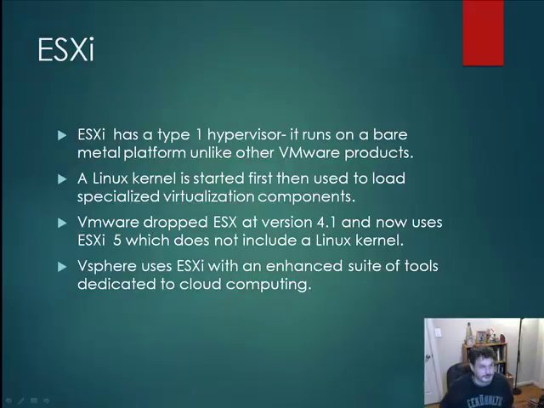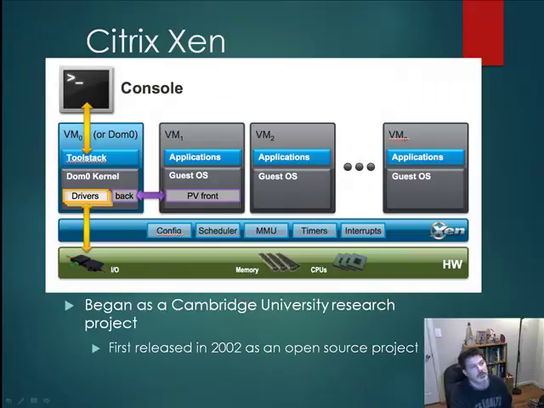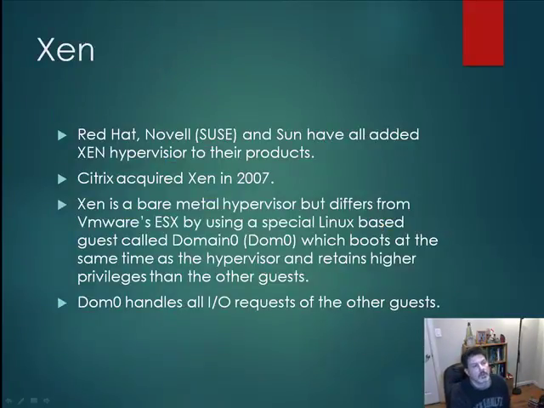Another vendor, Citrix Xen, really began as a project at Cambridge University. It was first released in 2002 as an open source project. Whether Red Hat, Novell, or Sun is using it, they all have added the Xen hypervisor to their products. Citrix actually acquired Xen in 2007. It too is a Type 1 hypervisor running on bare metal.